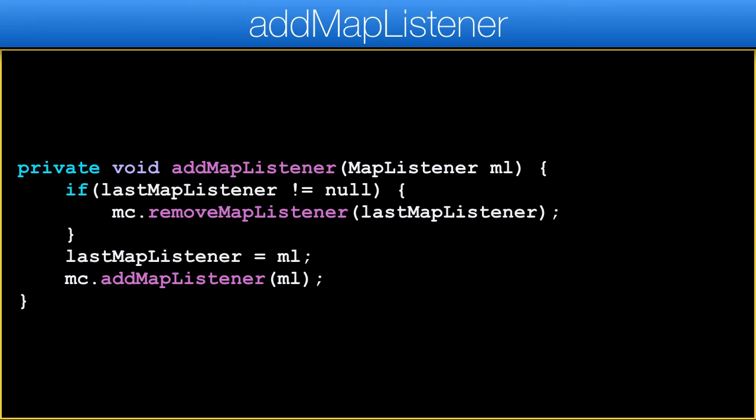One thing I neglected to mention in the map is the map listener, which we bind using this new method. This prevents duplicate map listeners and allows us to easily clear the selection.